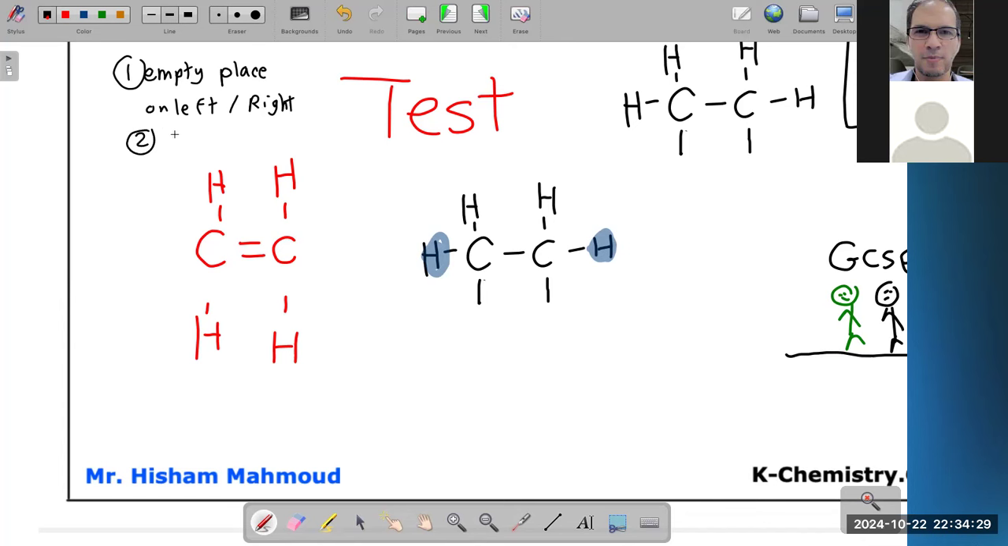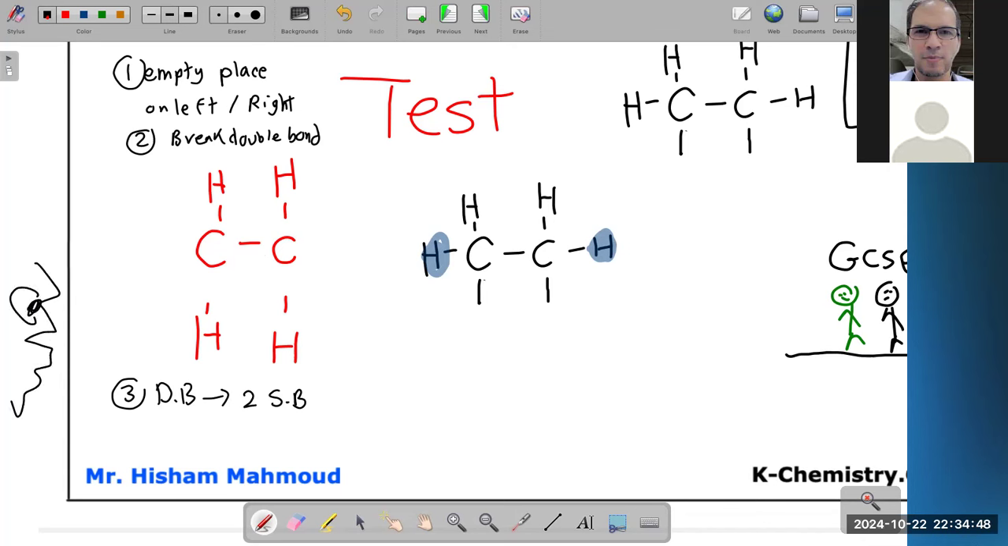Second step, break the double bond. Third step, change the double bond into single bonds. You are making too many mistakes and I'm getting crazy. Two single bonds. Where do you put them?